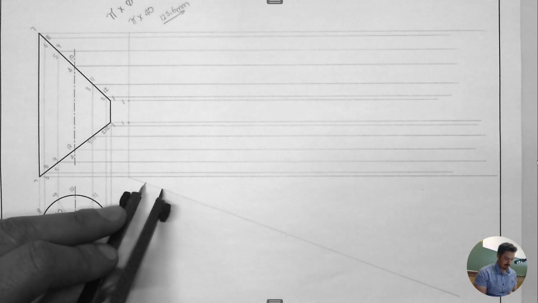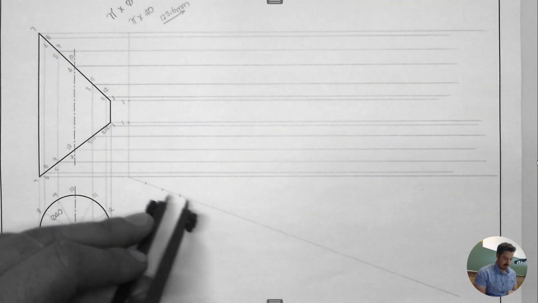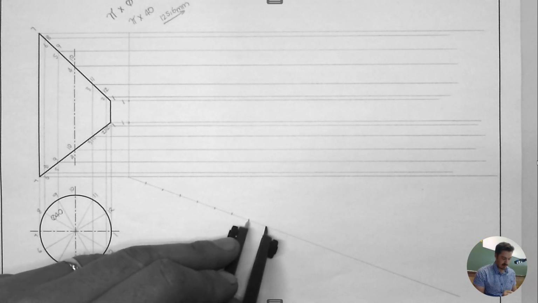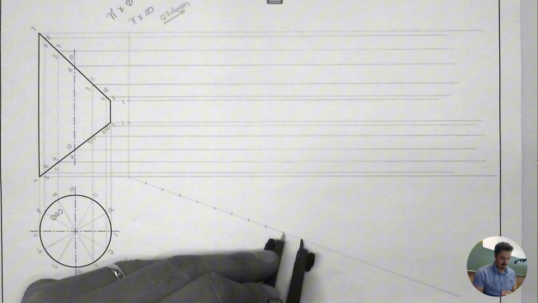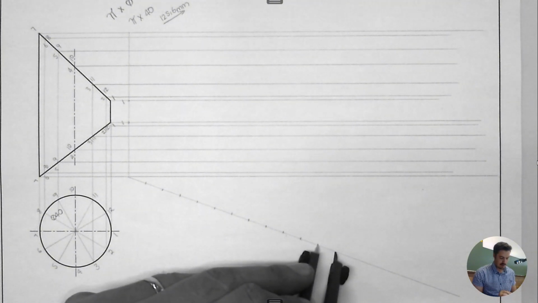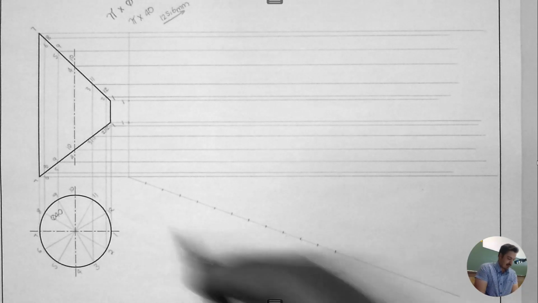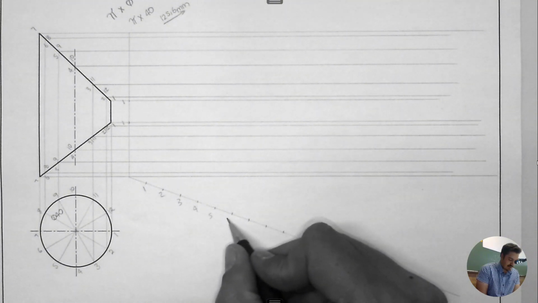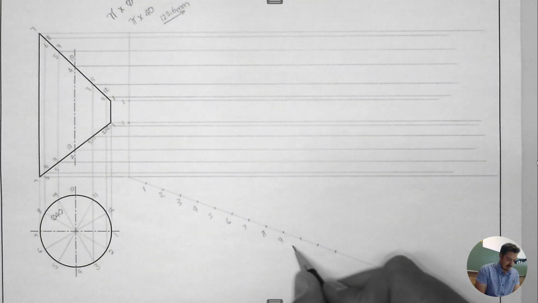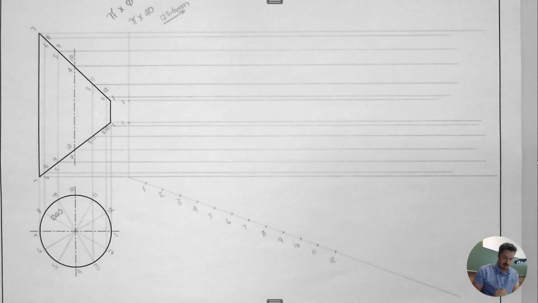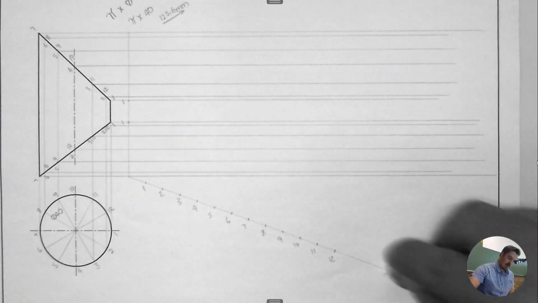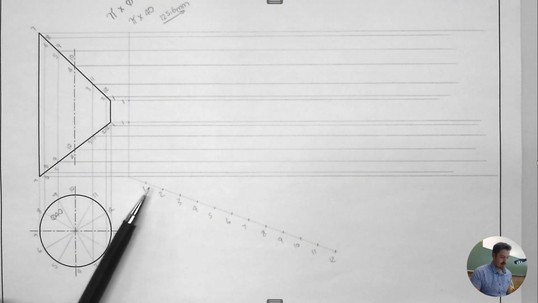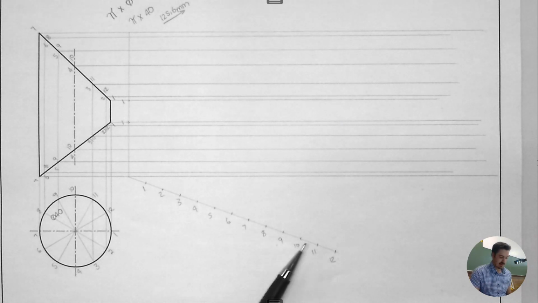So 1, 2, 3, 4, 5, 6, 7, 8, 9, 10, 11, 12. So if you start labeling this, it should be 1, 2, 3, 4, 5, 6, 7, 8, 9, 10, 11, 12. Everything that's further away, it's not necessary. You just need to have 12 segments. If you count in between, that's 12 segments.